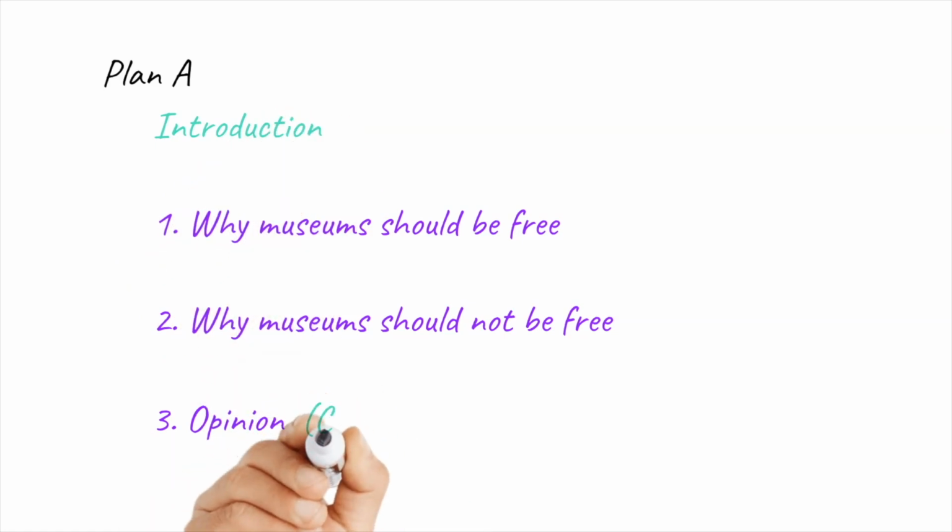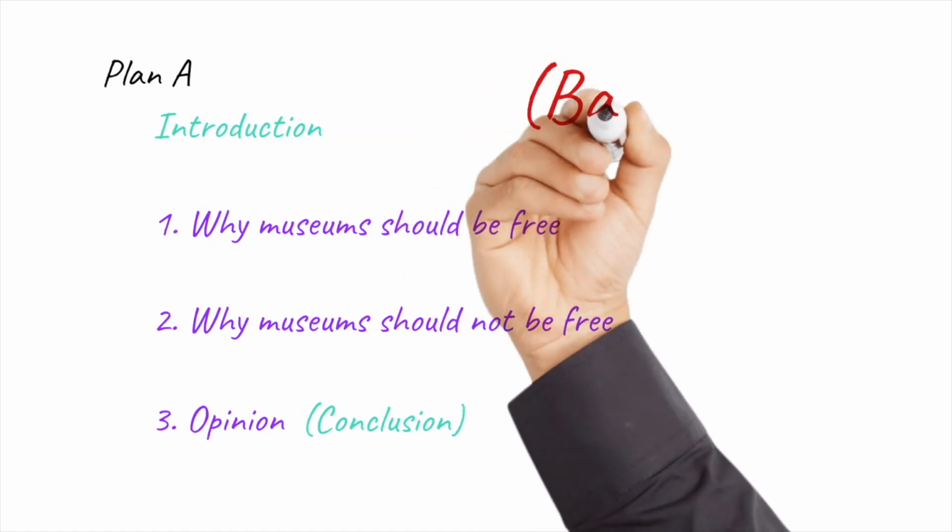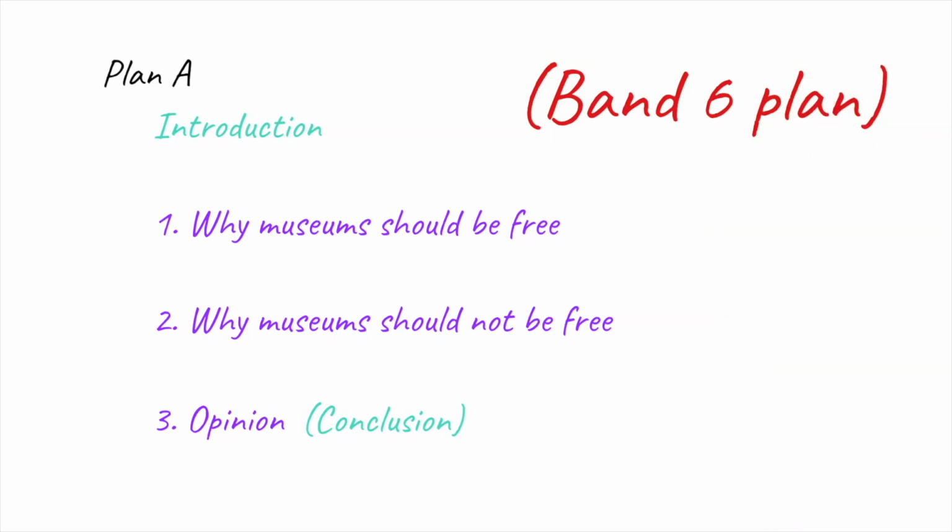A typical strategy that candidates around Band 6 take is to structure the essay like this. In Plan A, equal weight is given to both views. In my opinion, this is a weak structure because the writer's final opinion will be either undecided or not strongly supported. If the paragraphing and language are okay, and if the word count is at least 250, the Plan A structure is usually fine to achieve a Band 6.